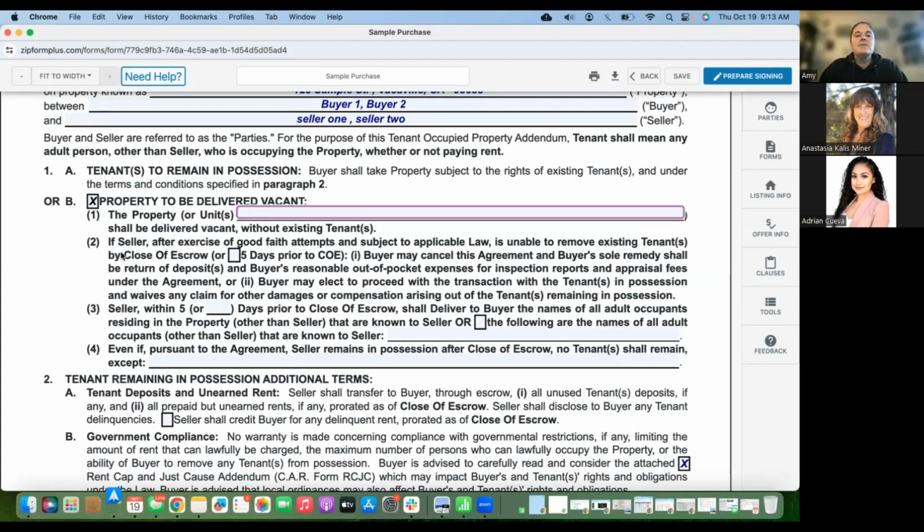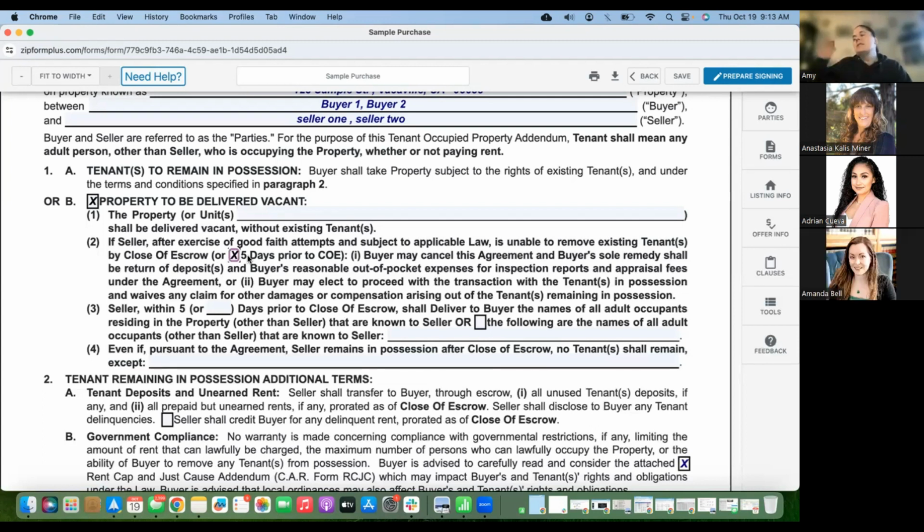B2 is if seller, after exercise of good faith attempts and subject to applicable law, is unable to remove existing tenants by close of escrow, or we would check this box here. So our default is by close of escrow. Okay. But if you want the tenants out prior to the close of escrow, to make sure that we don't have any issues with the tenants not vacating, with any damages to the property, so that the current seller can settle up deposits before the close of escrow, that might be a good option, that the tenant actually has to be out before the close of escrow. You might want to check that box there 5 days prior to close of escrow.